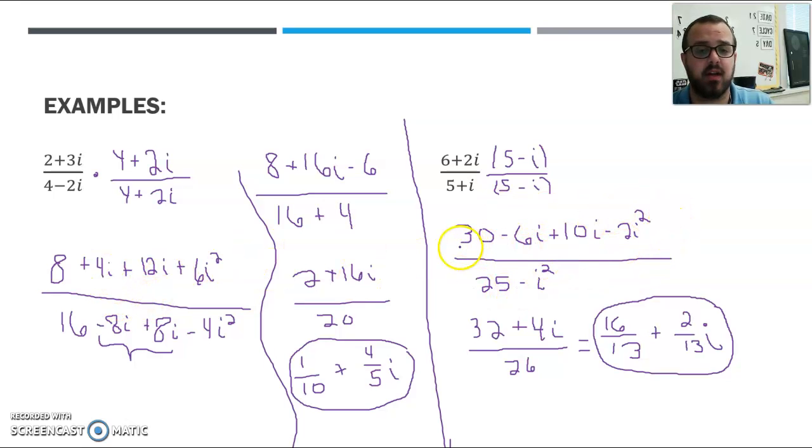I didn't bother writing the plus 5i minus 5i that you would have gotten, because it's going to cancel out. This will simplify into, remember i squared is negative 1, so negative 2 times negative 1 is plus 2. So it'll simplify into 32 plus 4i over 26. And then you simplify that and you get 16/13 plus 2/13 i.